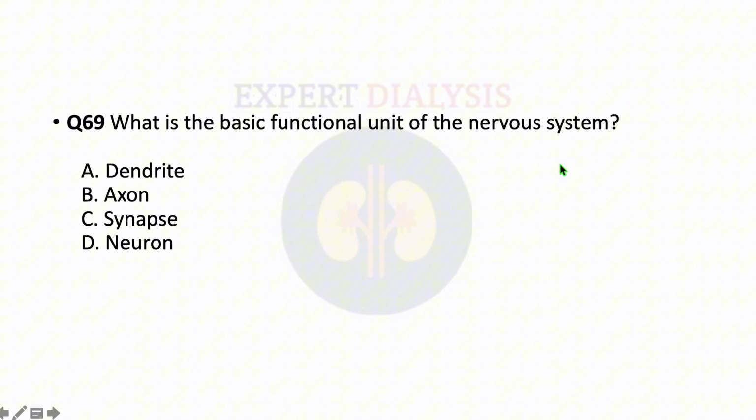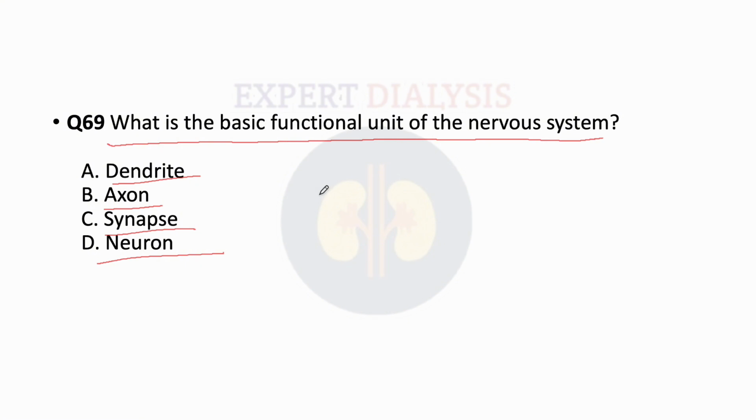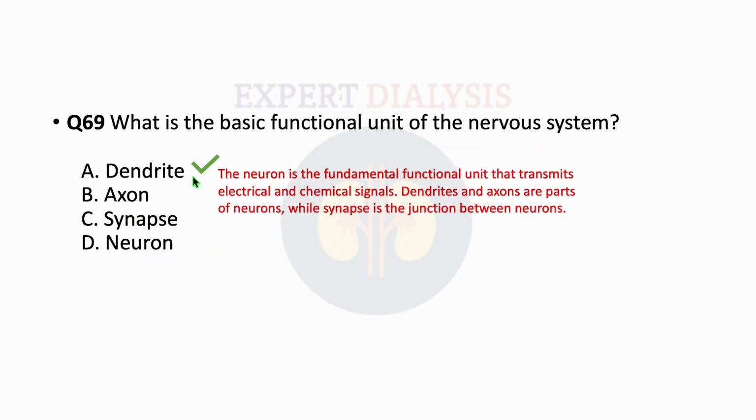Moving ahead to the ninth question. It says, what is the basic functional unit of a nervous system? Option A is dendrite, option B is axon, option C is synapse, and option D is neuron. So the basic functional unit of a nervous system will be neuron. This is wrong here, sorry. The right answer is option D, neuron. A neuron is the fundamental functional unit that transmits electrical and chemical signals. Dendrites and axons are parts of neurons. So the right answer is option D, neuron.